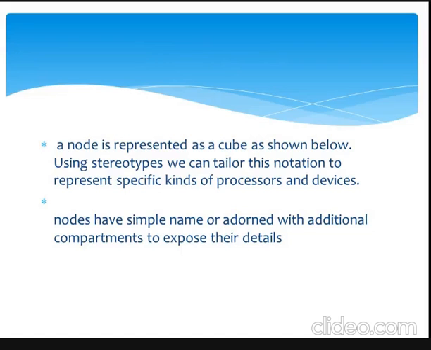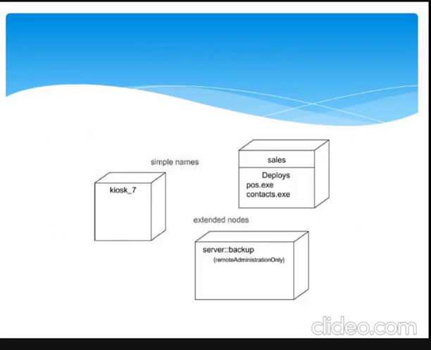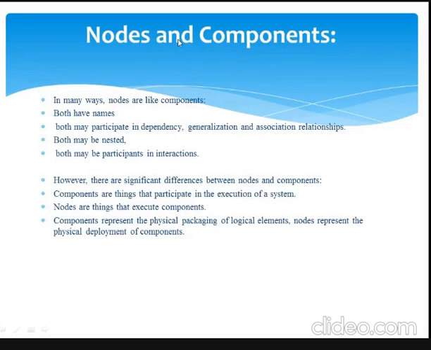Every node can be represented by using a simple name. Here the CSCO node is represented by a simple name, or by using an extra compartment. Here, if you see the sales node, we have represented it by taking an extra compartment. This node contains the components, which are nothing but source files: pos.exe and contacts.exe. So, a node and the components.